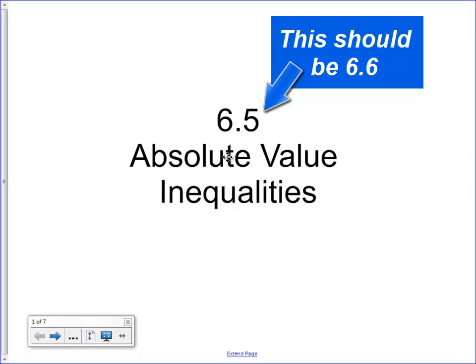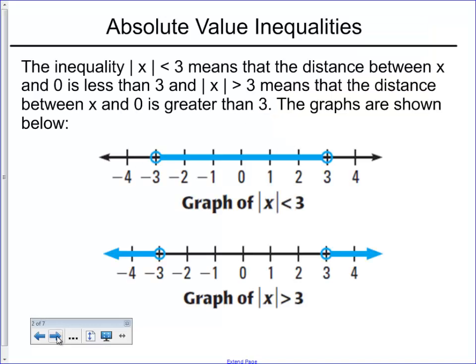This would be the video for chapter 6.5, absolute value inequalities. First thing we're going to look at here is the inequality of absolute value of x is less than 3. Means that the distance between x, which is this number here, and 0 is less than 3. That means it's within 3. So if I have a 0 here, then we're looking for numbers that are within 3 units of 0. So that would be everything in between.